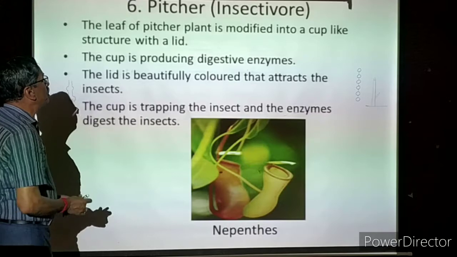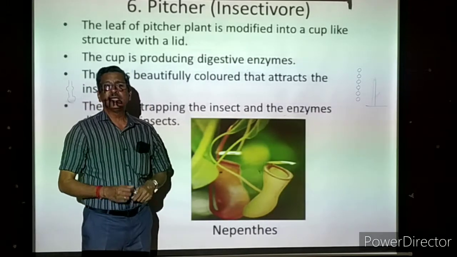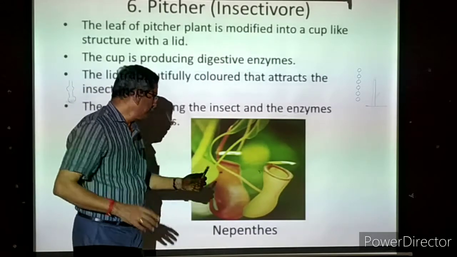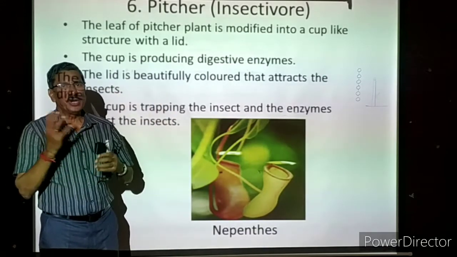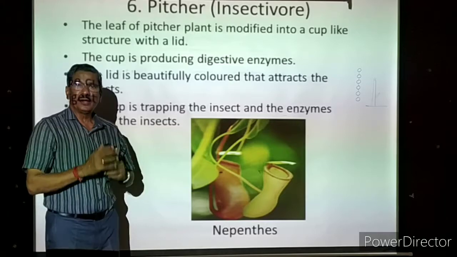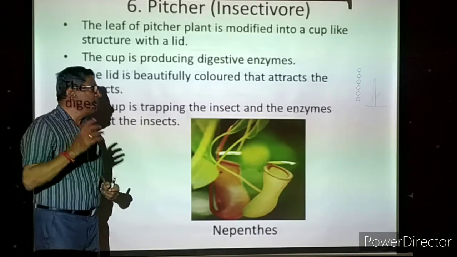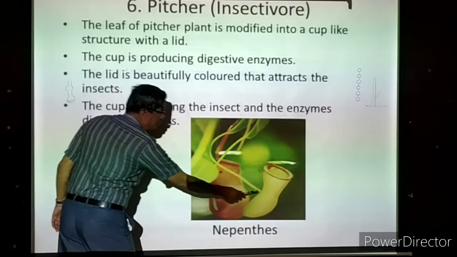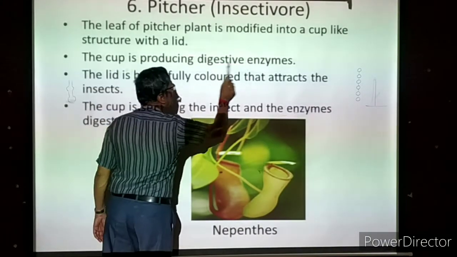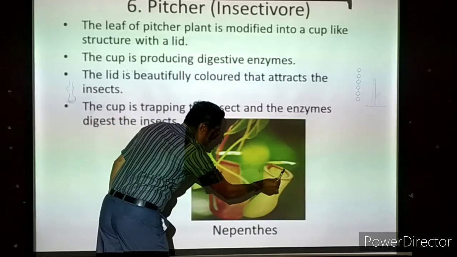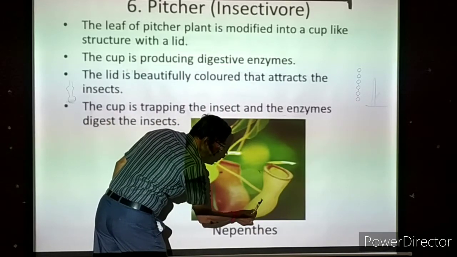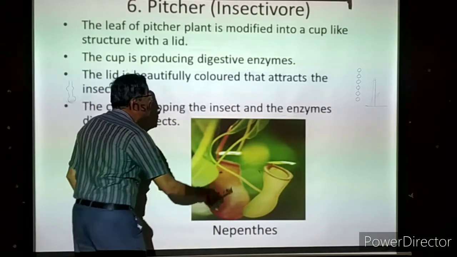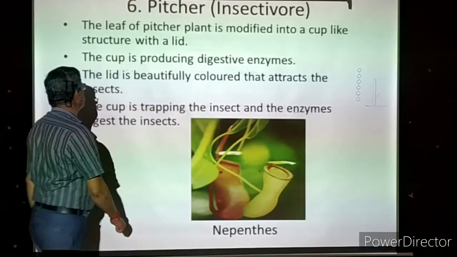Now the insectivorous plant, the pitcher insectivore, is depending on the insects' bodies for protein. The plant can prepare starch, but protein is very, very important. So the protein is obtained from the body of the insects. The cup is producing digestive enzyme. Now inside the cup, nearly half or one-third of the cup is filled with a fluid. That fluid is called digestive enzymes.